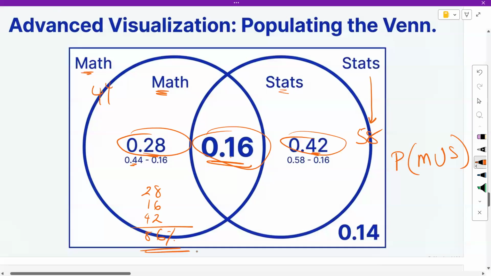And what's the probability of getting no prizes? What is the probability of getting no prize? 0.14, or 14%. Is it clear? Yes.